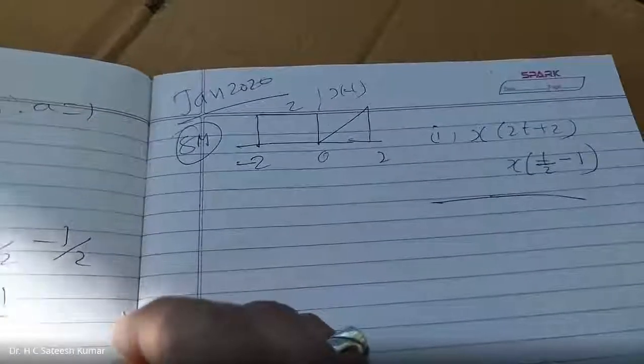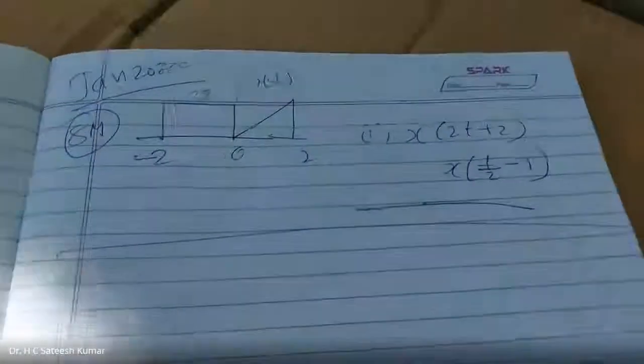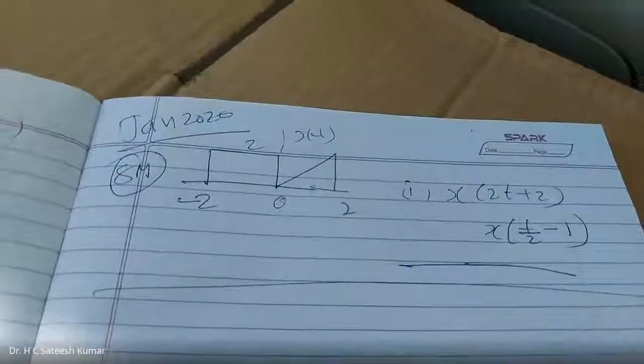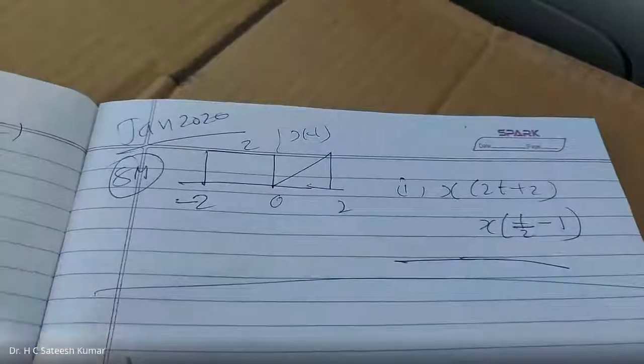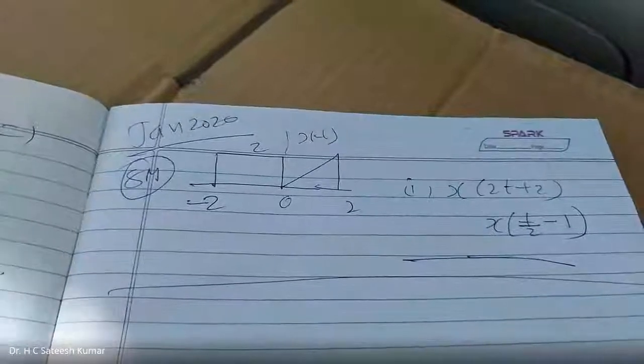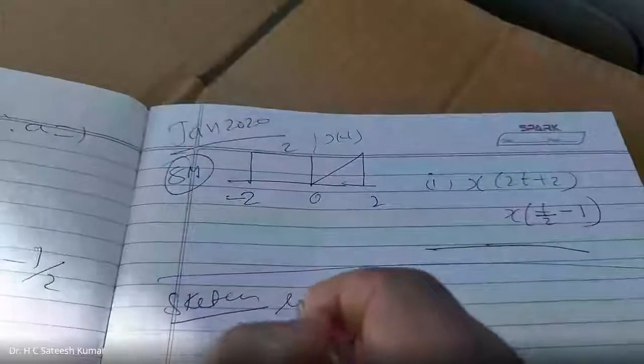One more question. You can try it out. If you are not getting it, you can tell me in the next class, I'll do it. One more problem. Sketch the following. I don't know why he has given only 2 marks. I thought it's 10 marks. Sketch the signal. I think I did it.